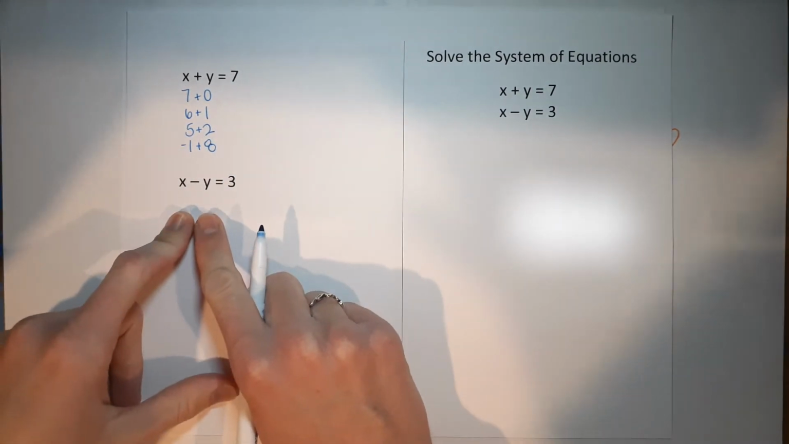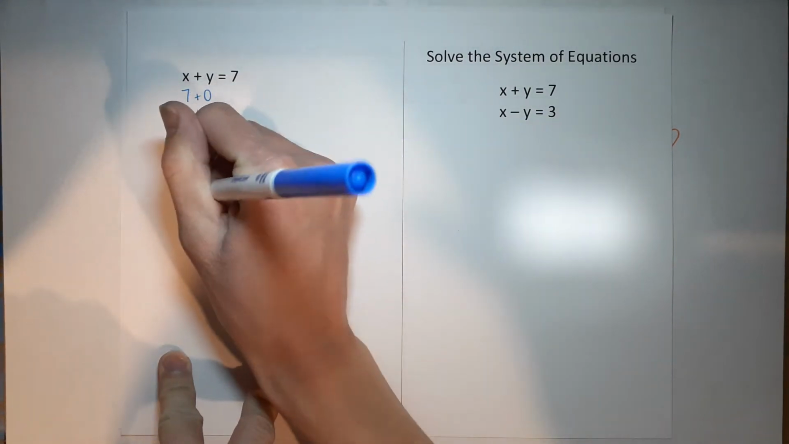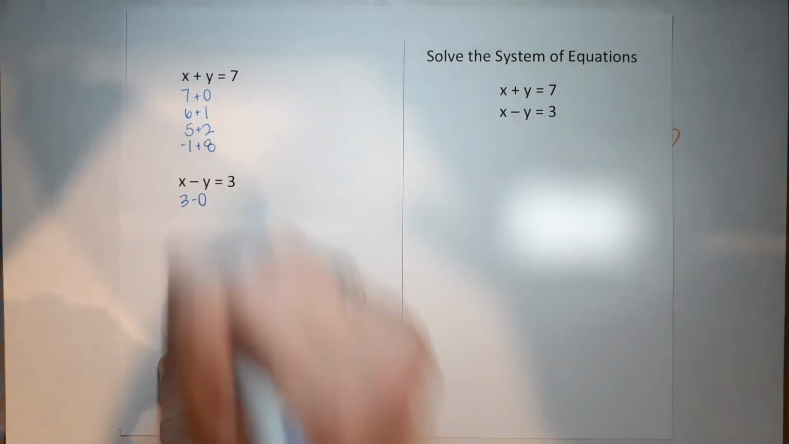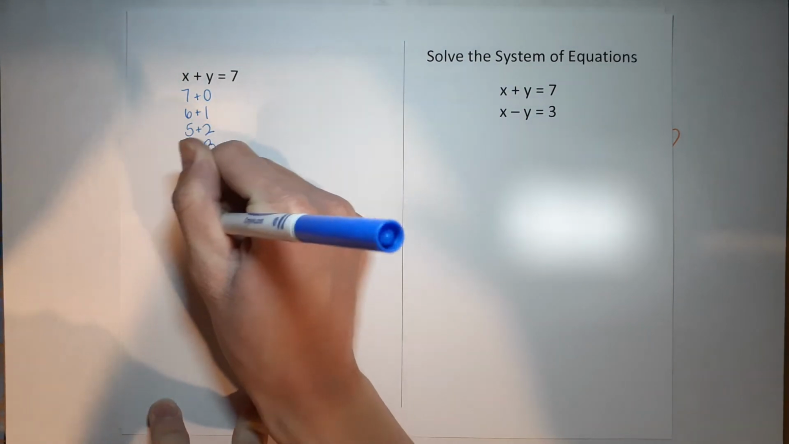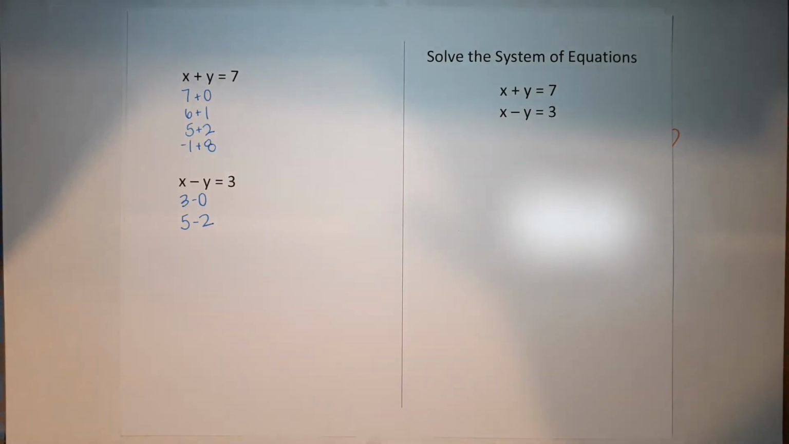If I was given this one, x minus y equals 3, well, I could have 3 minus 0. I could have 5 minus 2. Okay, I think you get the picture. I could keep going forever.